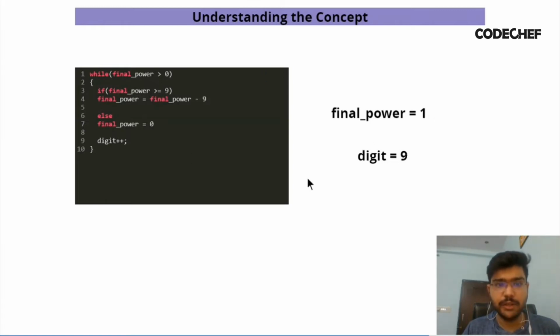9. So if the final power is less than 9, this condition holds true when the final power is greater than or equal to 9. But now the final power is less than 9, so the else condition will work, and now my final power will become 0 and digit is incremented. And since the final power is 0, the loop will not run and will break out from the loop. So the final power finally becomes 0 and the digits are 10. So this is how I am getting the number of digits in this given problem.